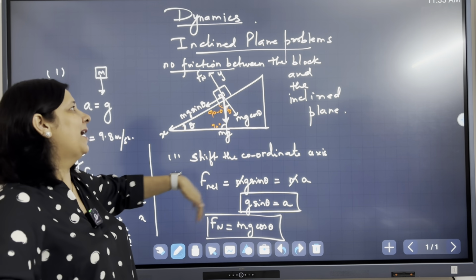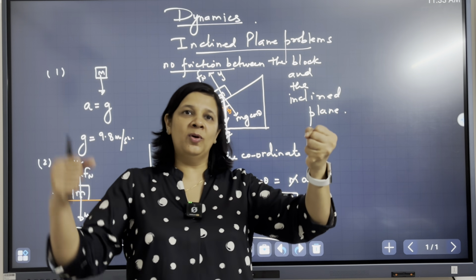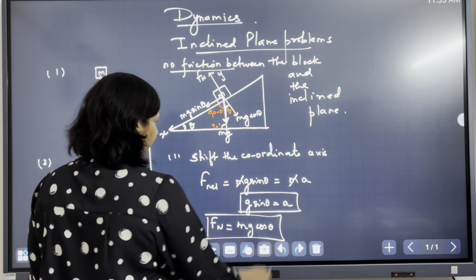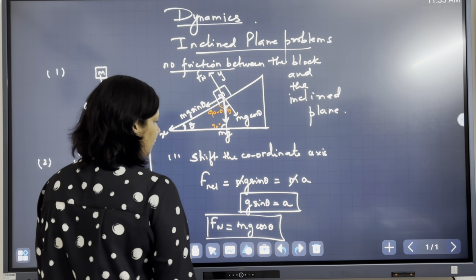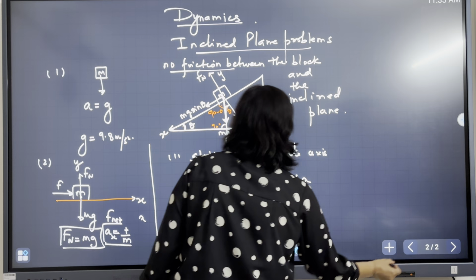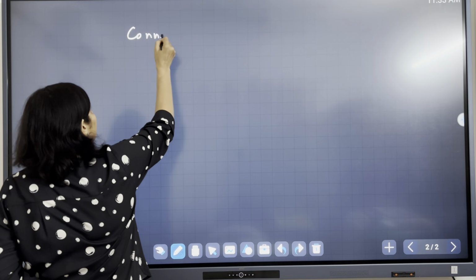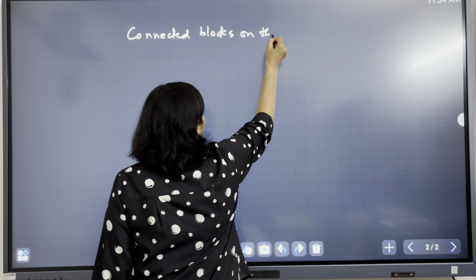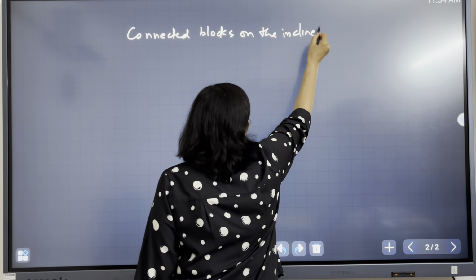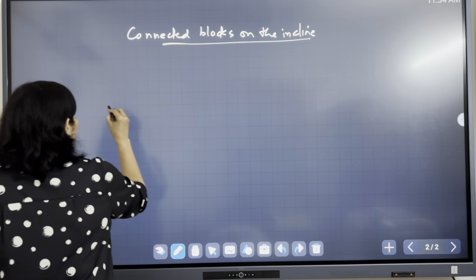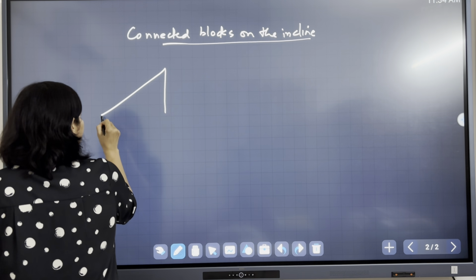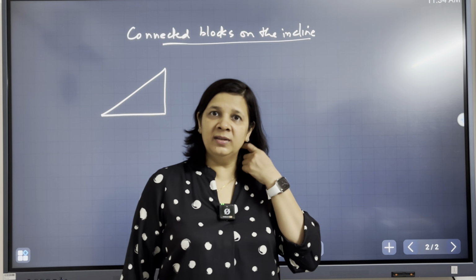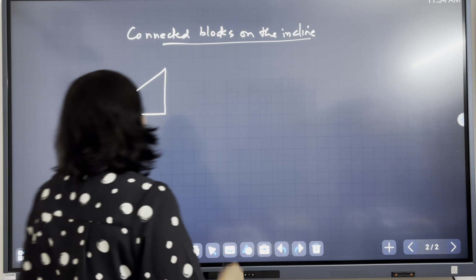You can just keep on adding complications, that instead of one block, if there are two blocks, we'll do that. Now let us take two blocks on an inclined plane. Connected blocks on the incline. This is a very common problem which is asked in the AP exam or the AS level exam.